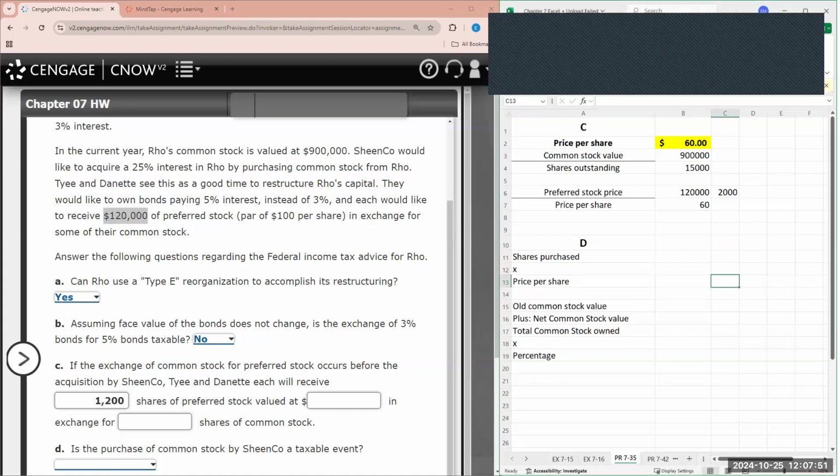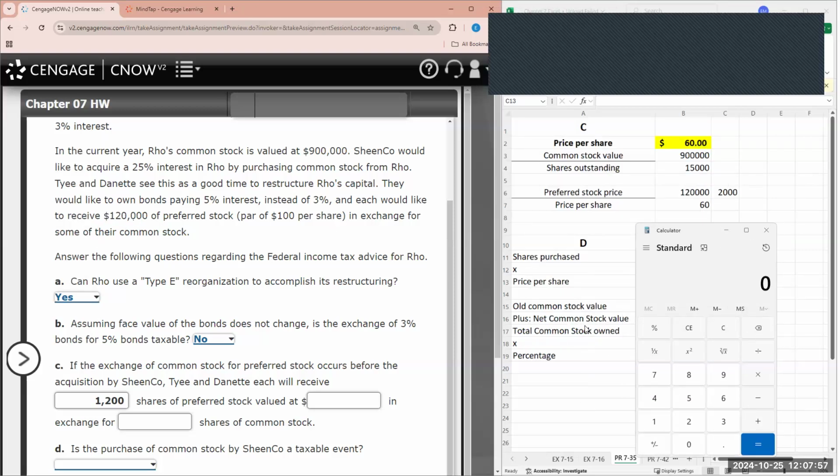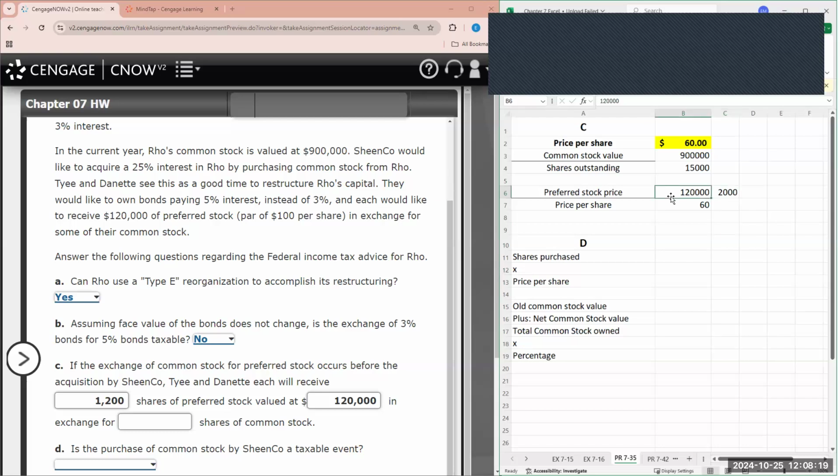I'll get my calculator so you can see the math. Again, they want to receive 120,000, so it would be 120,000 divided by $100 per share. In such case, they would receive 1,200 shares of preferred stock valued at 120,000 in exchange for, again, the 120,000, which represents the preferred stock price divided by the price per share for the common shares, 2,000 shares of common stock.